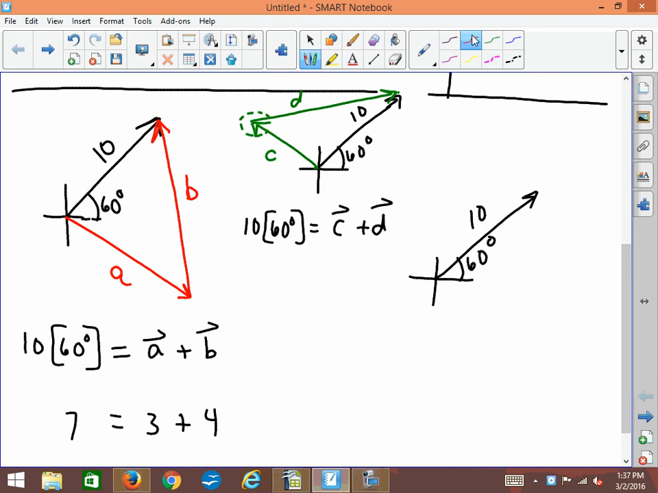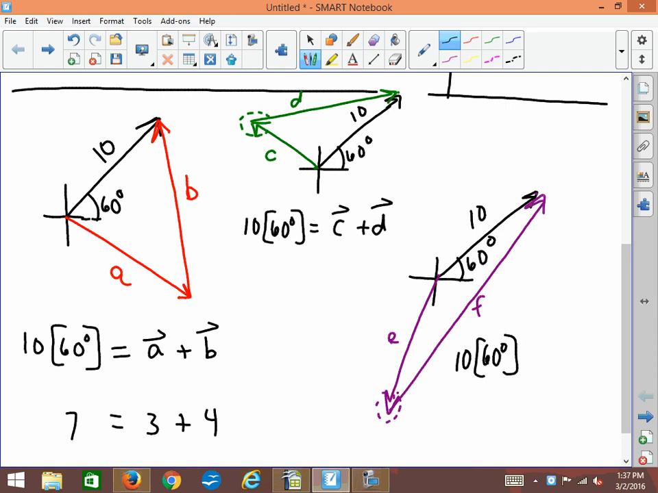And I could keep going on this trick. Let's go purple, and I could make a line that goes way over here like that, call that vector E, and I could make another line. They're tip to tail, and they start and end in the right spots, so I could say that the vector 10 at 60 degrees is also equal to vector E plus F, just like with the bowl of fruit.